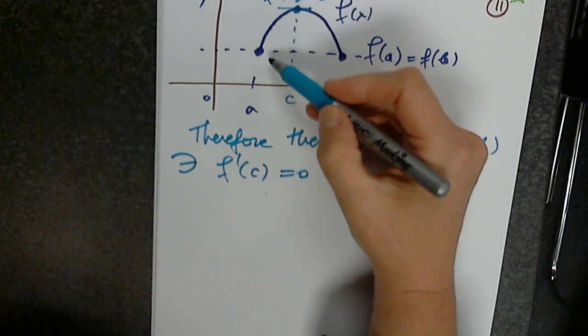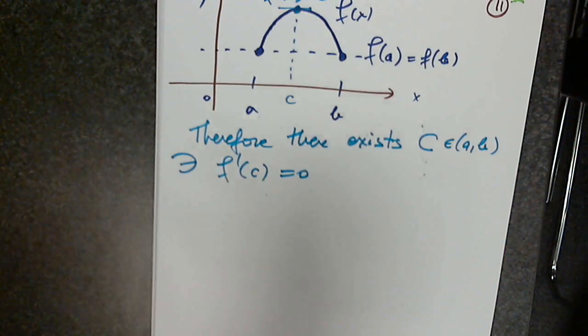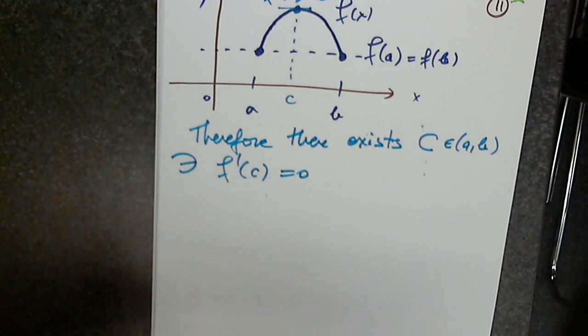It could do this, so we will have more than one. It doesn't have to be a max or a min, but at least one.